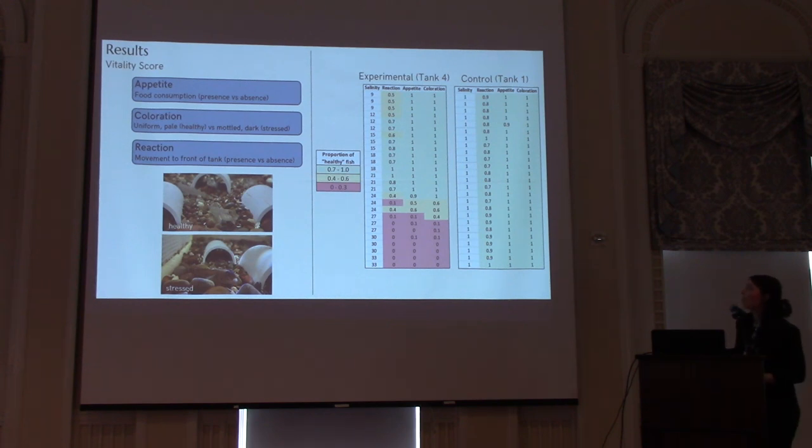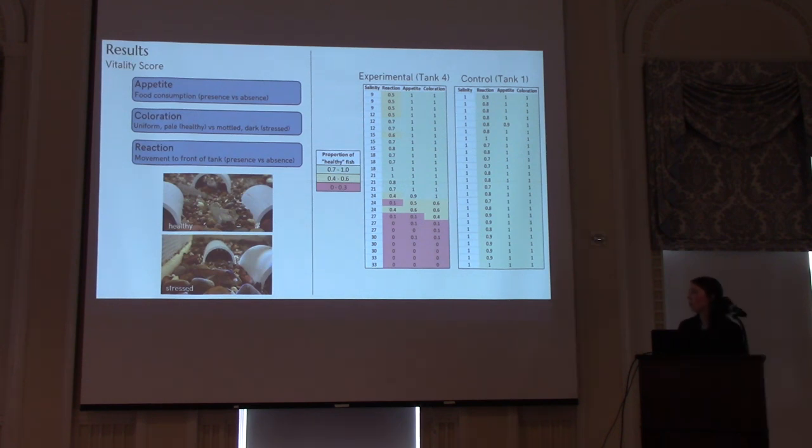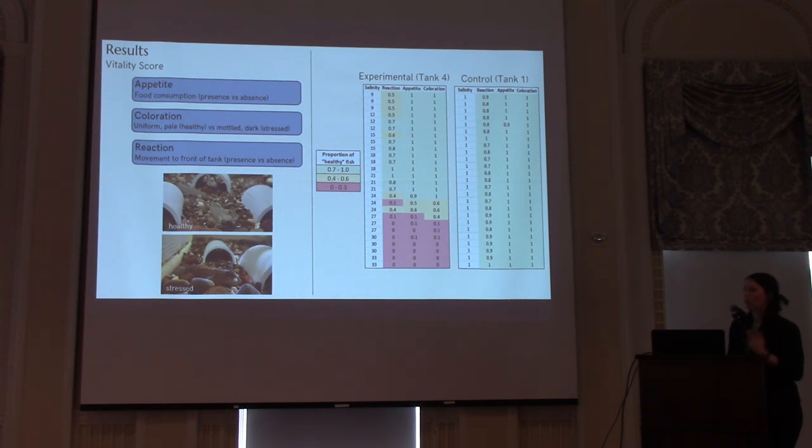You can see right off the bat, this is just one example of one tank, but through the control tanks, it's green across the board throughout the whole trial. And then in the experimental tank, it's mostly green through 21 parts per thousand. Once we hit 24 parts per thousand, we see some yellow sprinkled in, and by the time we're halfway through 27 parts per thousand, almost all of the fish, if not all of the fish, were stressed in the tank. So we can average these scores and compare them throughout the whole trial.